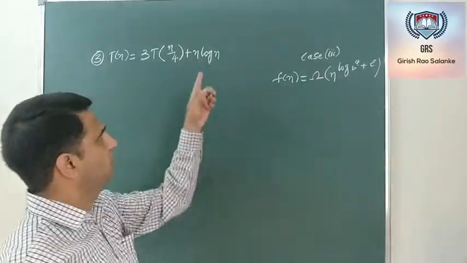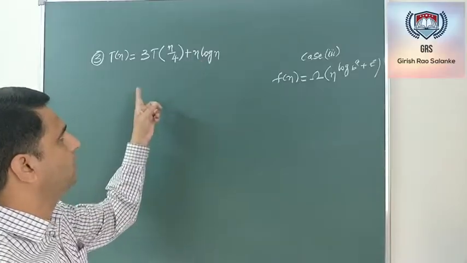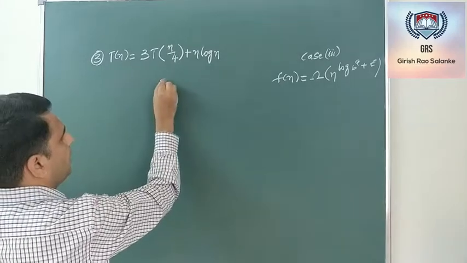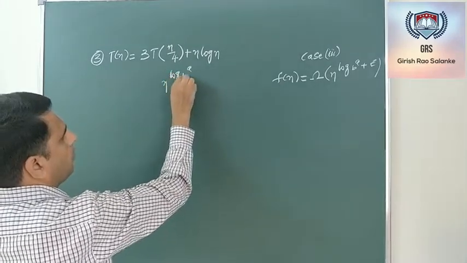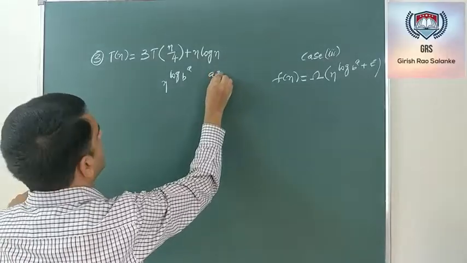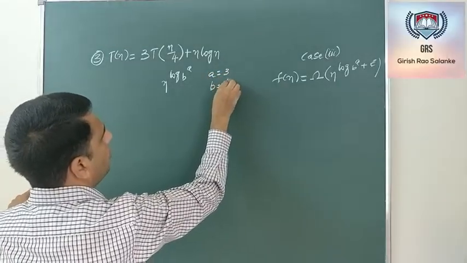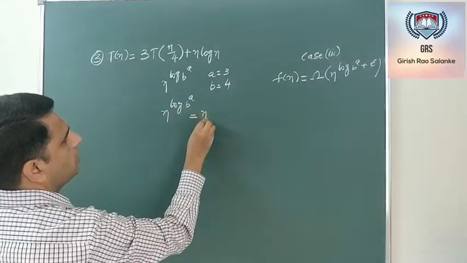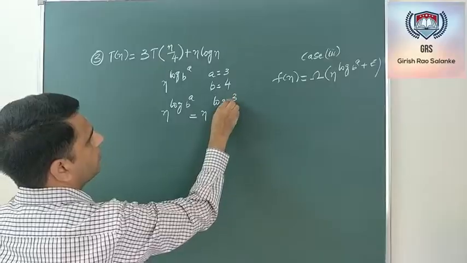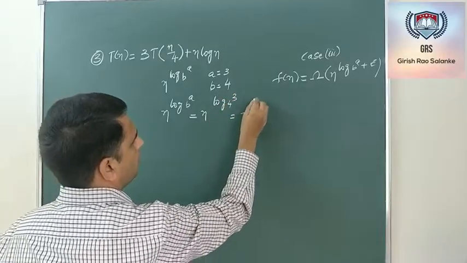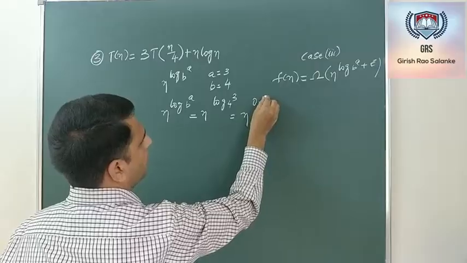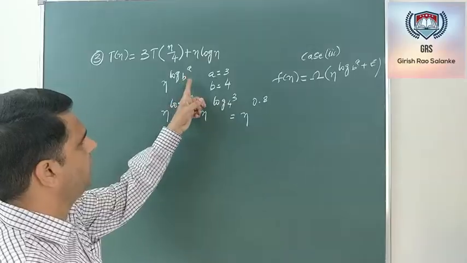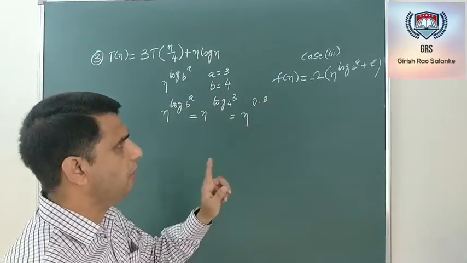In the sense, if f of n is asymptotically bigger when compared to n to the power of log a to base b. Now what is the first step that we are supposed to do? That is, I need to find n to the power of log a to base b. So here a value is 3 and b value is 4. So n to the power of log a to base b is nothing but n to the power of log 3 to base 4, which is nothing but n to the power of 0.79. I write it as 0.8. So I got n to the power of log a to base b as n to the power of 0.8.